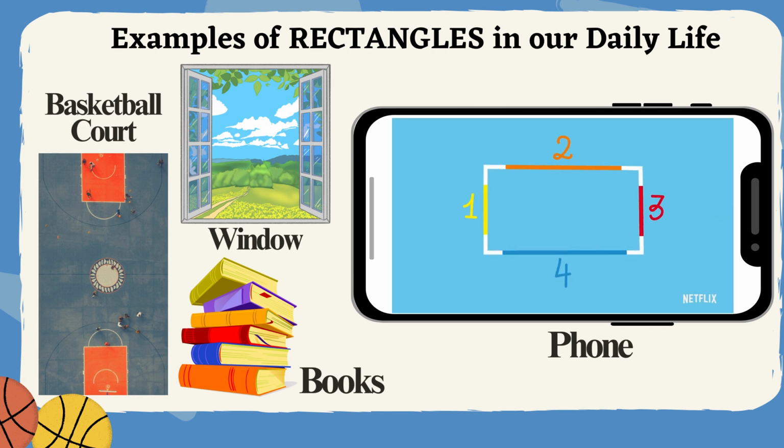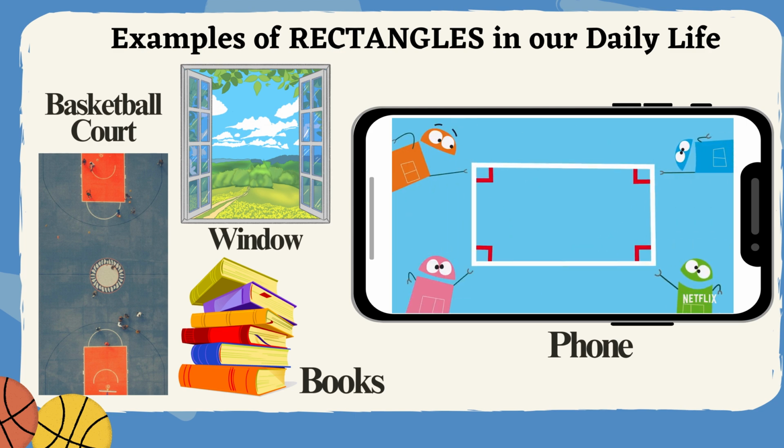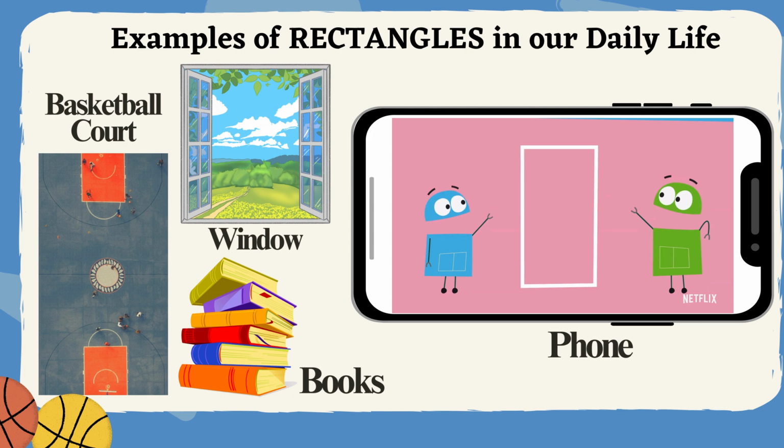It's got 4 sides, got 4 corners, 2 sides are long, 2 sides are shorter. Every corner's at a right angle. That's a rectangle.